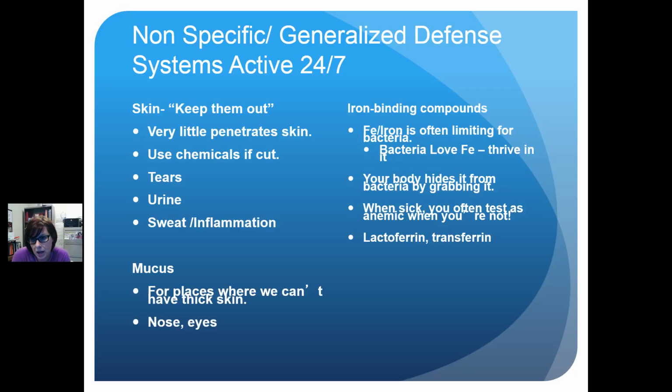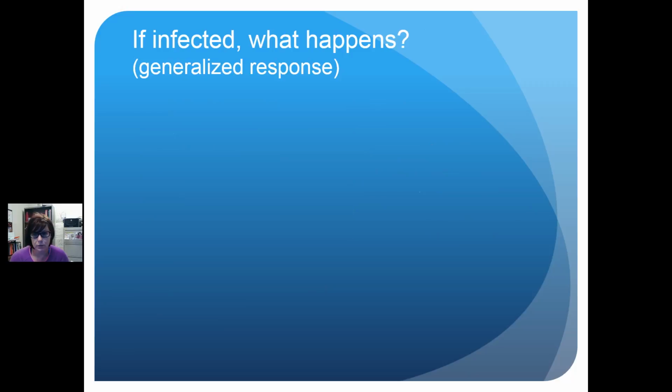Some examples of iron-binding compounds are transferrin and lactoferrin. So where do you think lactoferrin is produced? Look at the word, lacto. What do you think of when you think of lacto? Like lactating. That's going to be found in breast milk.